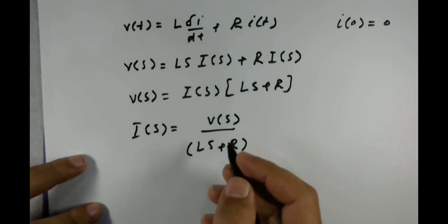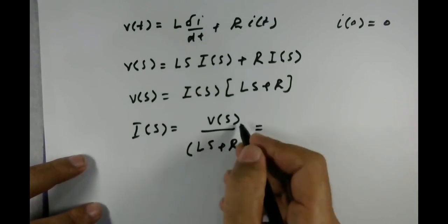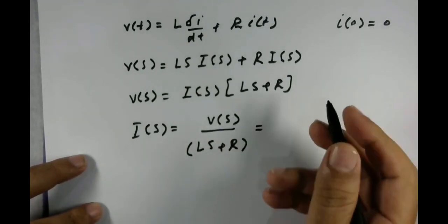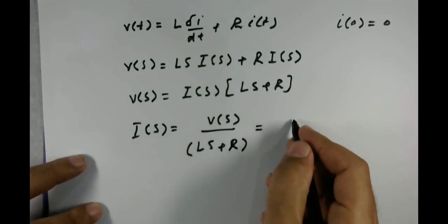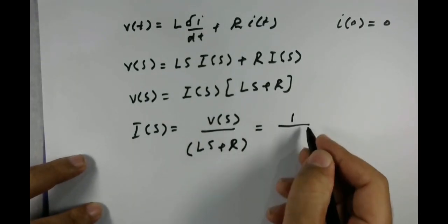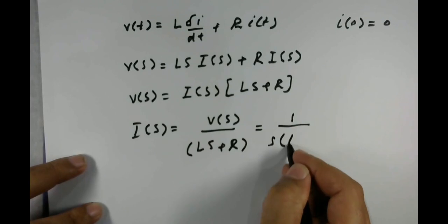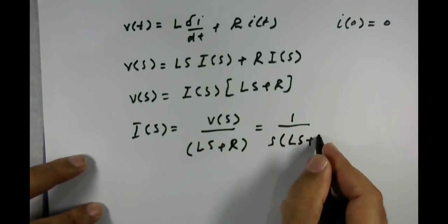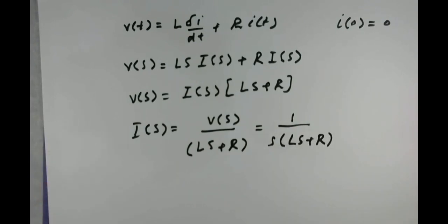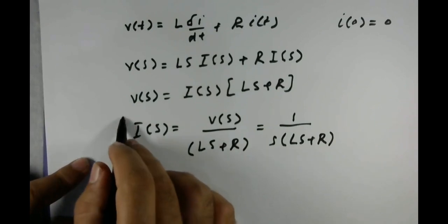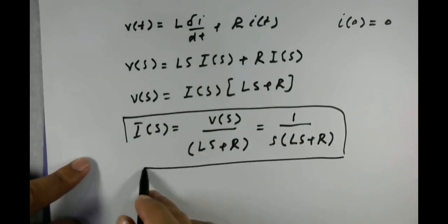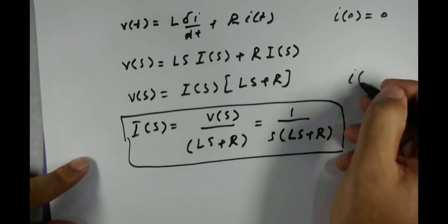Okay, and you know that what was V of s? This was u of t, and u of t Laplace transform is 1 by s, so we can write the final value as 1 by s into Ls plus R. Okay, this is your I of s, but we don't need this, we need I of t.